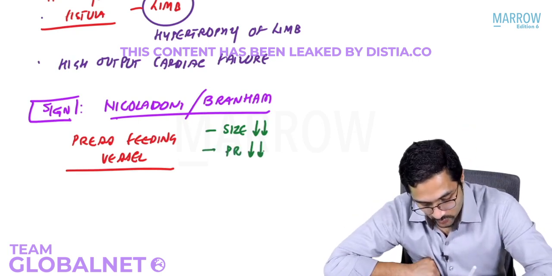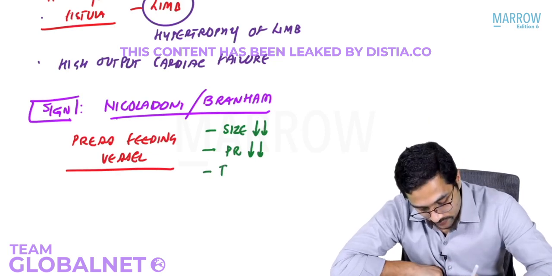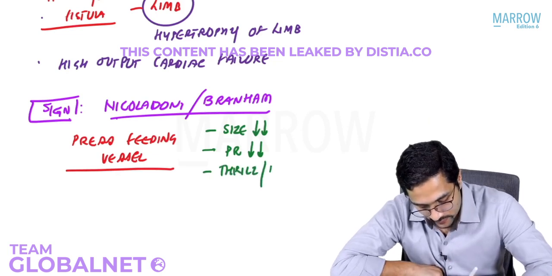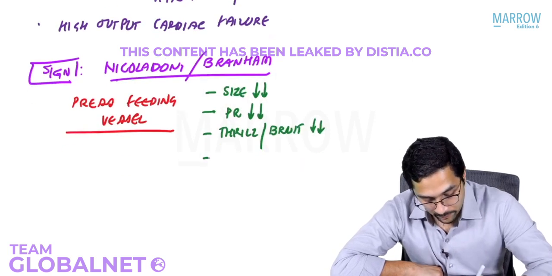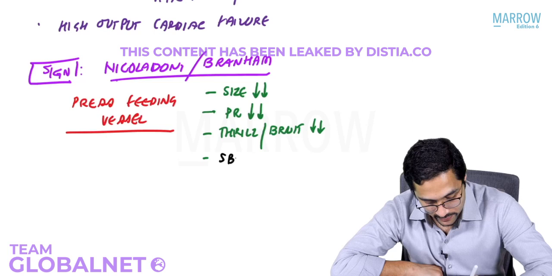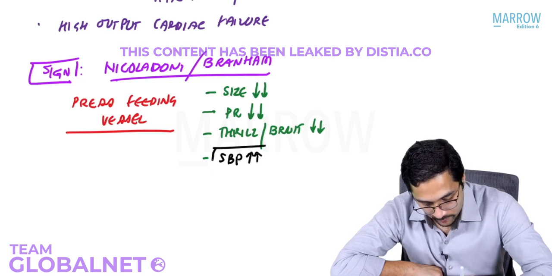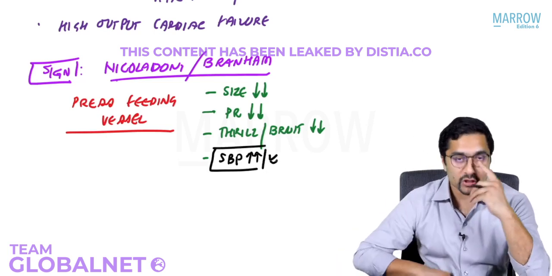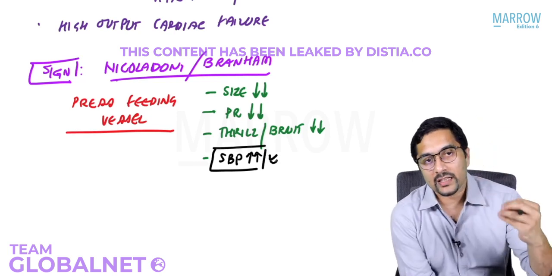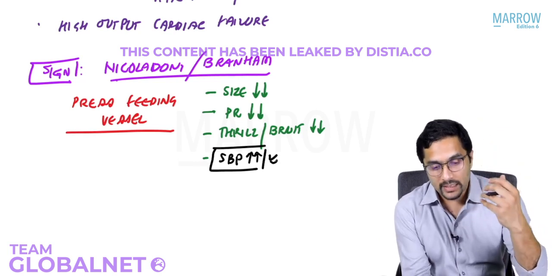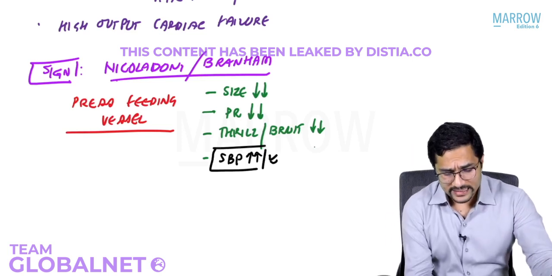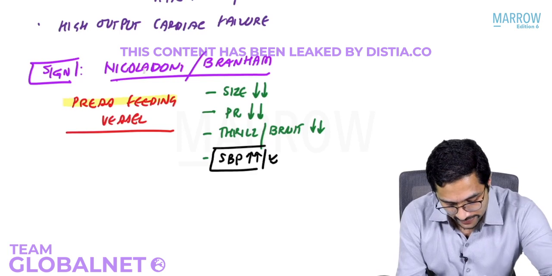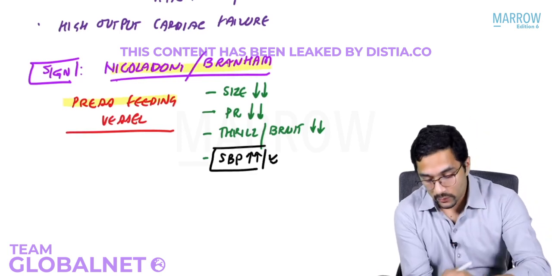Pulse rate is going to reduce. Thrill and bruit are going to reduce. But the systolic BP is going to increase. So bradycardia and hypertension, right? Systolic BP will increase in these patients and pulse rate is going to decrease. This is the Nicoladoni or the Branham sign which you should know about.